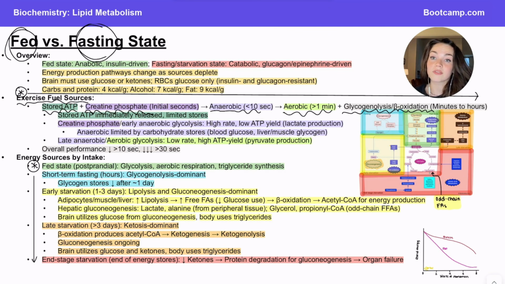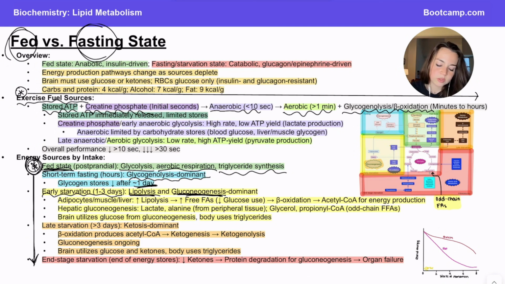Then we took inventory of all of our different energy production pathways as we progressed from time point 0 with the intake of our meal through the stages of starvation. In the immediate postprandial state, we could run glycolysis and aerobic respiration and even synthesize triglyceride stores. After a few hours, we started relying on glycogenolysis, which were carbohydrate stores. Those carbohydrate stores only lasted about 1 day. And then we started relying on lipolysis and gluconeogenesis to get us through the early starvation state. Once we reached the late starvation state around 3 days, we started to rely very heavily on ketones.